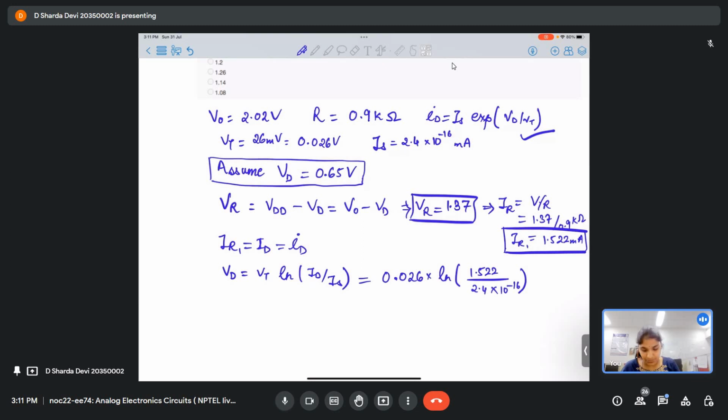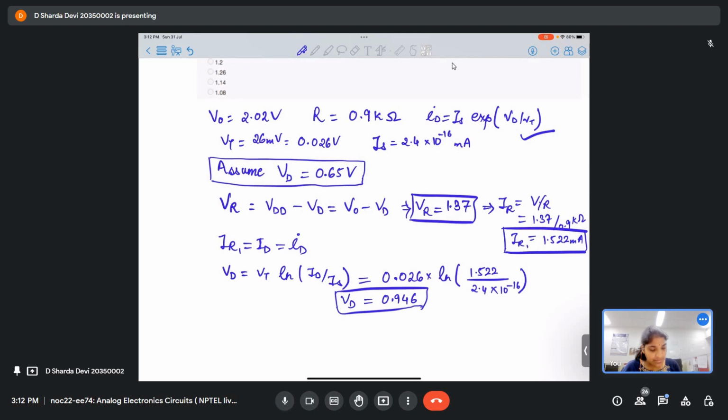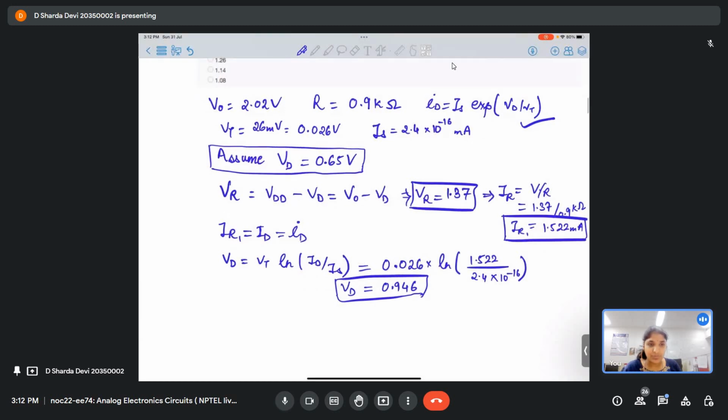How much is this value? Can anyone please let me know what the value is? Yes, it's 0.946. Okay, let's move forward. So this is the Vd that we are getting. But this is not the Vd that we assumed, right? So now let's consider this Vd and move forward.